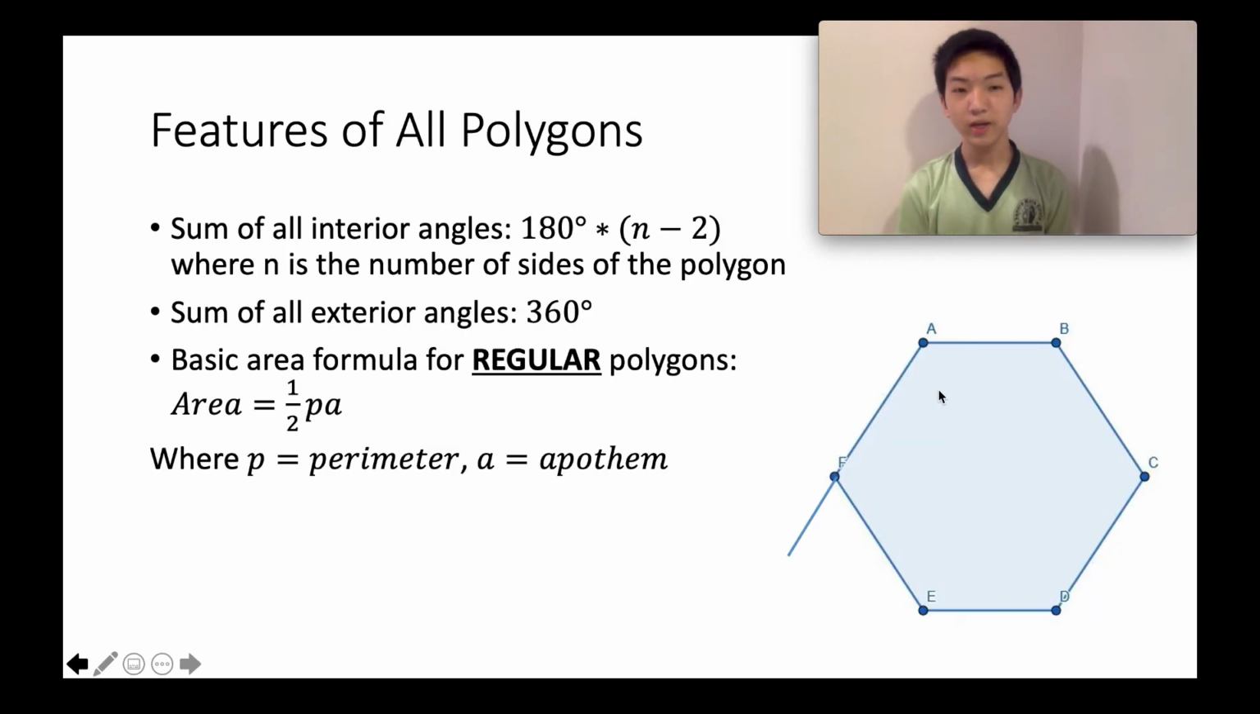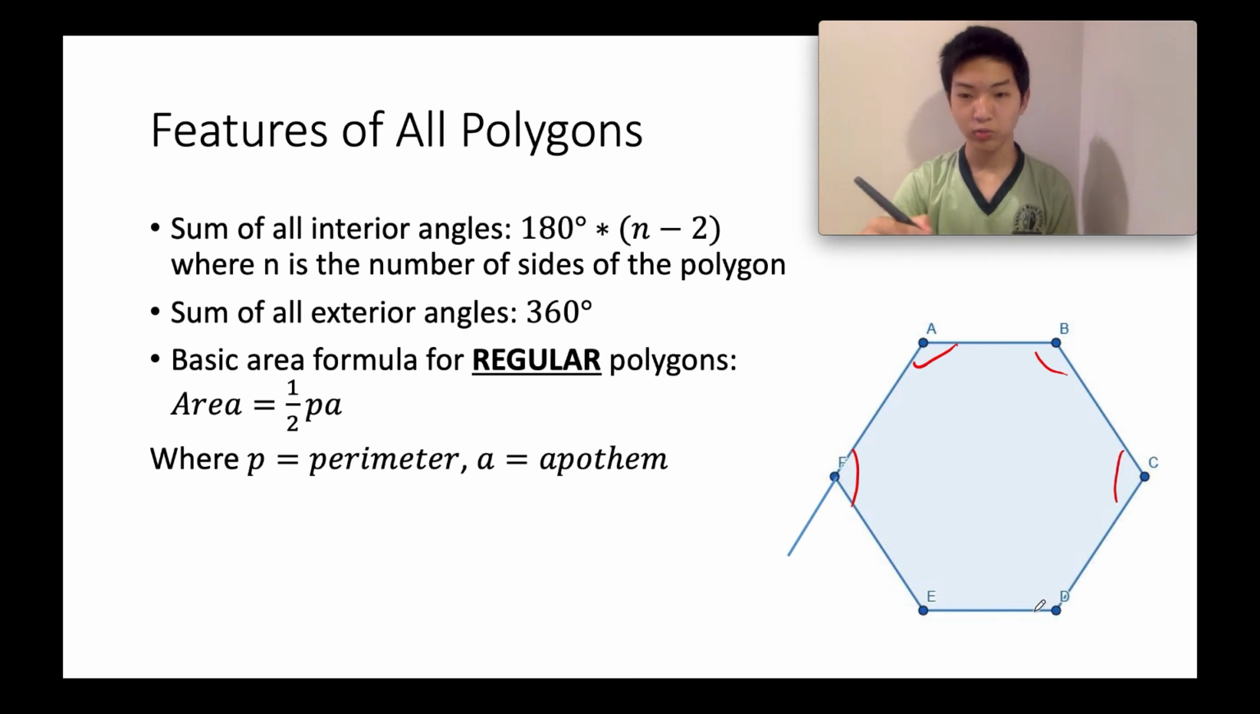So next we'll be covering polygons in general. There are two things about their angles that you need to know. The sum of all interior angles, and in case you're wondering what an interior angle is, it's basically these. It's the angles on the inside of the polygon. And this applies to all polygons, not just regular polygons. And in case you're wondering, a regular polygon is a polygon where all sides and all angles are equal. So an equilateral triangle would be a regular triangle, and a square would be a regular quadrilateral.